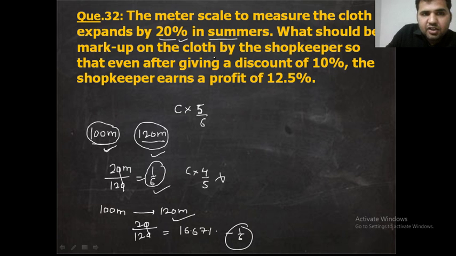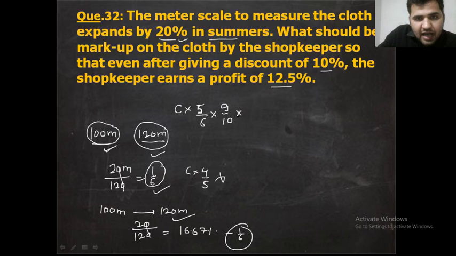Now it is given that what should be the markup on the cloth by the shopkeeper so that even after giving a discount of 10%, the shopkeeper earns a profit of 12.5%. Now, he is giving a discount of 10% on the mark price. What does it mean? The meaning of this statement is that you will get the product at 9 by 10 of the mark price. So, the multiplying factor for a discount of 10% would be 9 by 10.